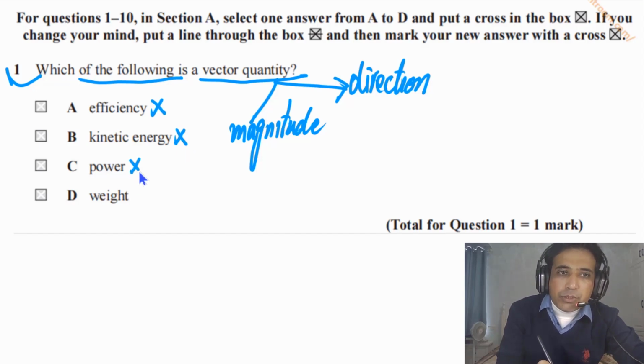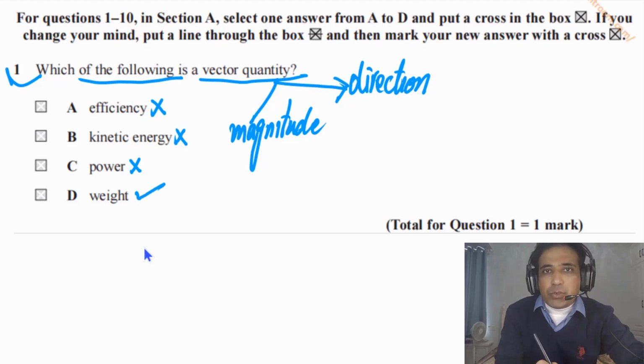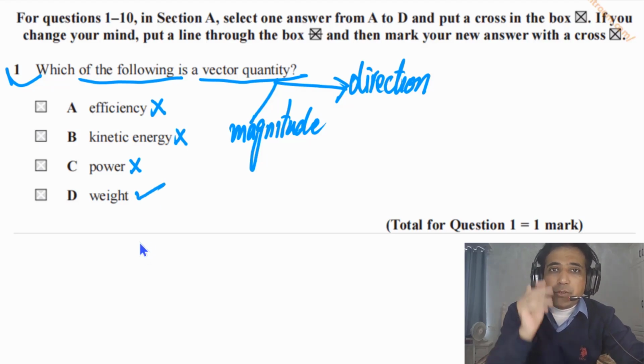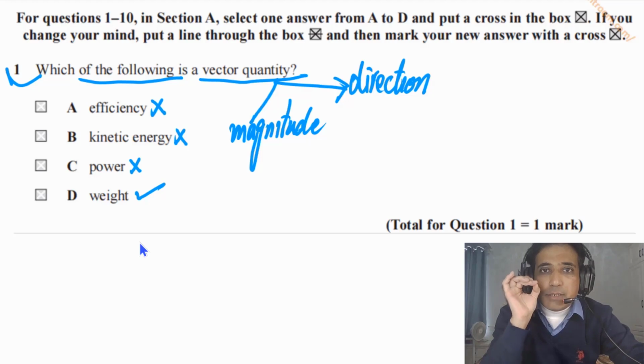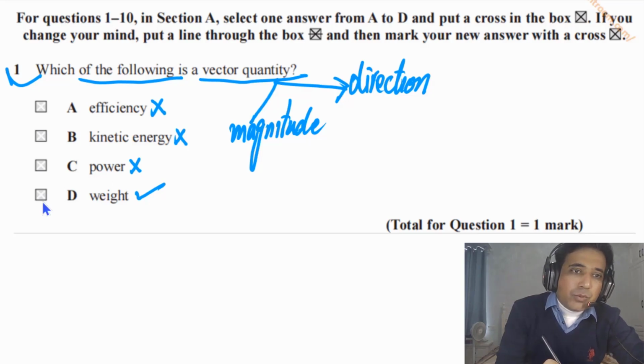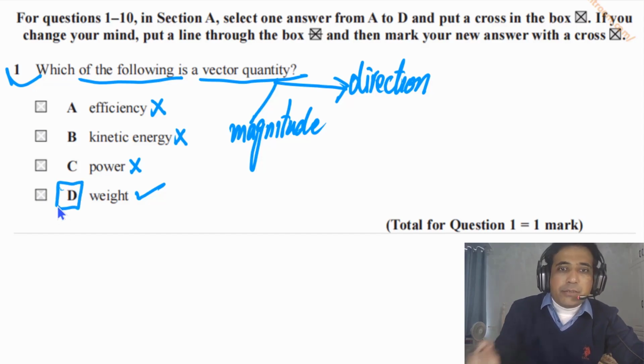Power also is energy per unit time, meaning the rate of energy transfer, or we can say the rate of doing work, and this quantity also has no direction. So power is also scalar. Weight is a vector quantity. Weight has direction, meaning the force of gravity has direction. So the answer for this question is D. So D is the right answer.